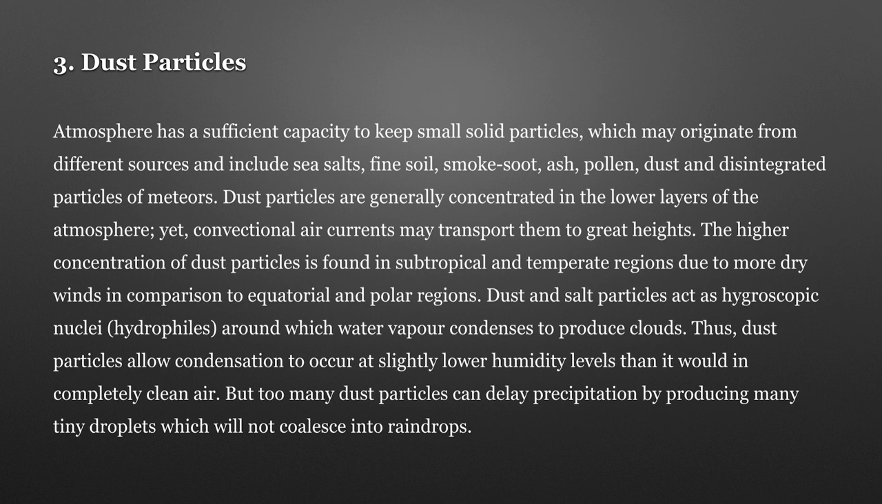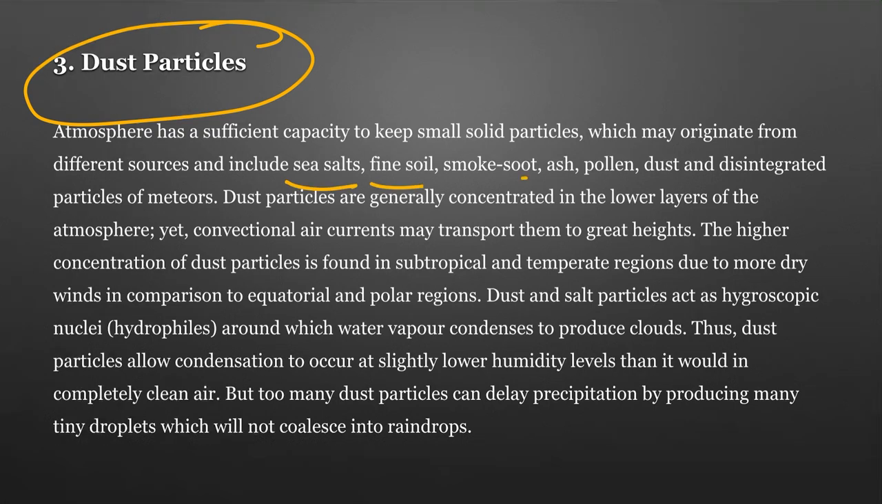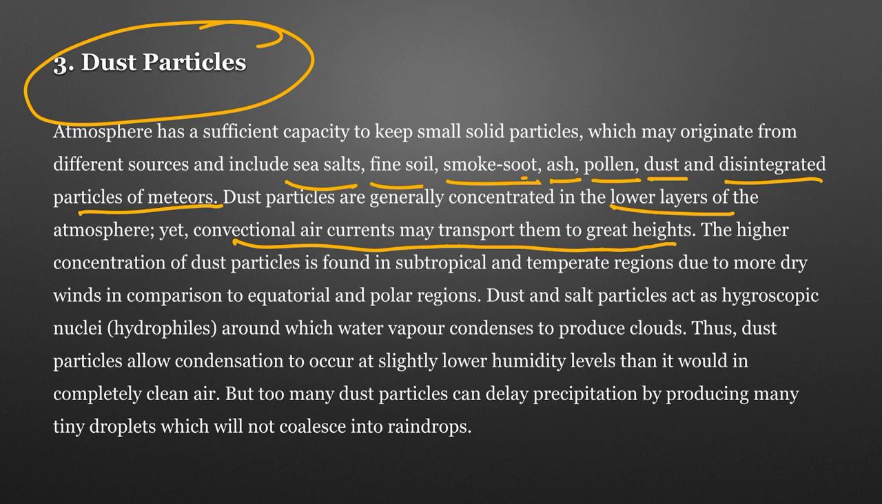The third constituent of our atmosphere is dust particles. What kind of dust particles? Like sea salts, fine soil, smoke, soot, ashes, pollen, dust, and disintegrated particles of meteors. These are generally in the lower layers of the atmosphere. However, by convectional air currents, they may be transported to greater heights. A higher concentration of dust particles is found in subtropical and temperate regions.